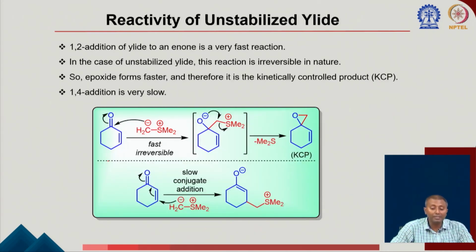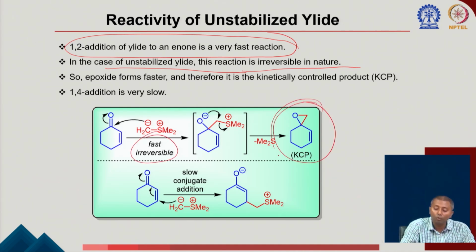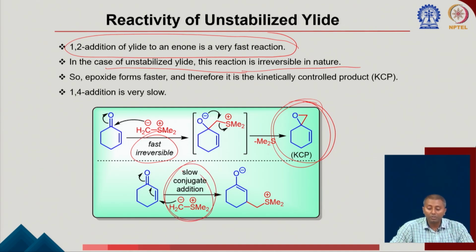Okay, so 1,2 addition of an ylide to an enone is a very fast reaction. But in the case of an unstabilized ylide, this reaction is irreversible in nature. That means this is a kinetic control product. So once you have an unstabilized ylide, this is the first and irreversible going to the product, and there is no way to come back. And then the conjugate addition will be a slower reaction, because this is going to be the thermodynamic control one.